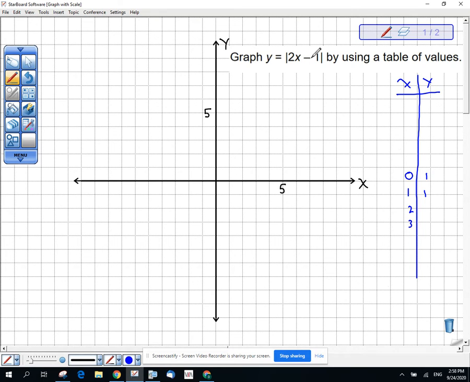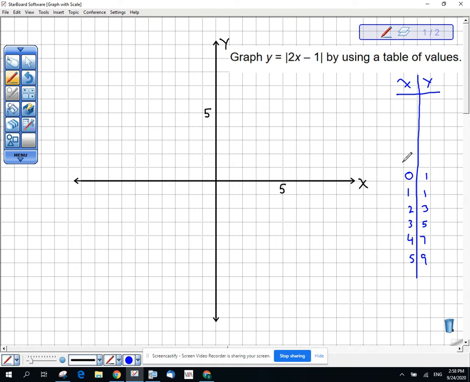Plug in a 2. 4 minus 1 is 3. You're going to get a 3. Plug in a 3, you're going to get 5. Okay, and that's not going to change now, because do you notice that you keep getting positive numbers that are going bigger, and that's not going to change. You plug in a 4, you're going to get 7. You plug in a 5, you're going to get 9. I can put those on my chart, right?